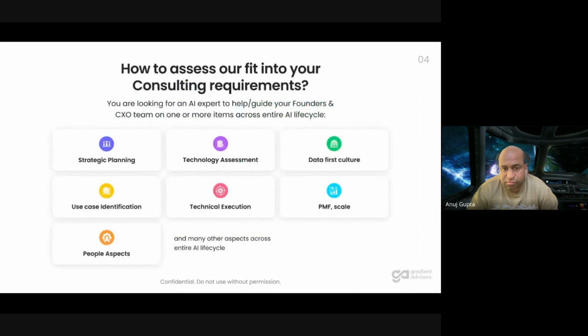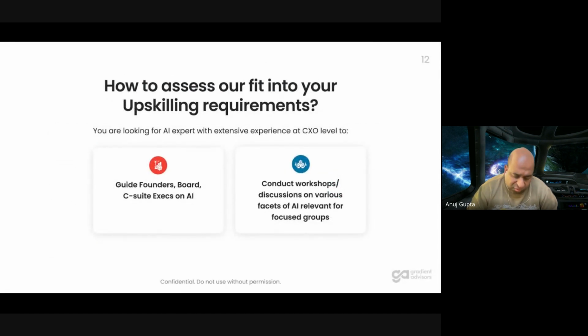How do you assess our fitments? If you're looking for someone who can help you guide in AI on strategic planning, technology assessment, data first culture, identifying right use cases, technical execution, scale, PMF, people aspects, we are your right choice. Likewise, in the upskilling, if you need anybody who can come and talk to the board in their language, not in a machine learning language, somebody who doesn't talk of the equations and the code, but somebody who gives a broader perspective of how should the board even start thinking, or how should the entire C-suite executive should start thinking on AI. We conduct very specialized workshop for these kind of groups.